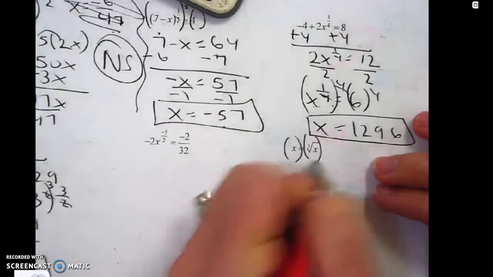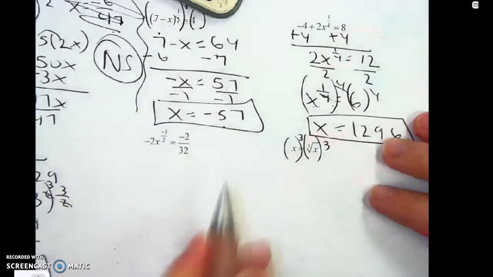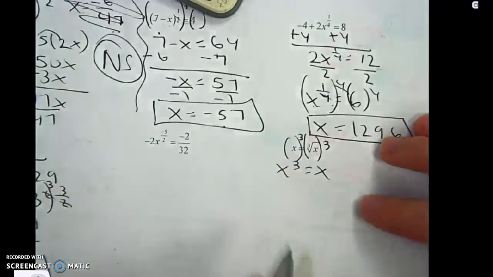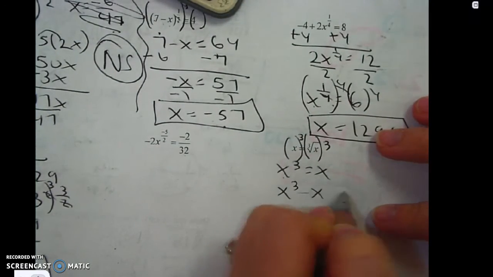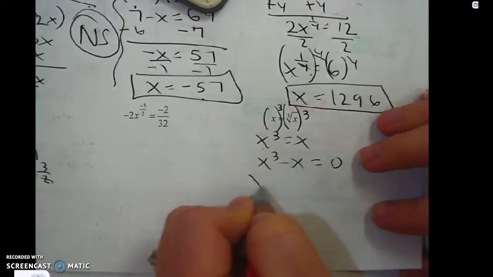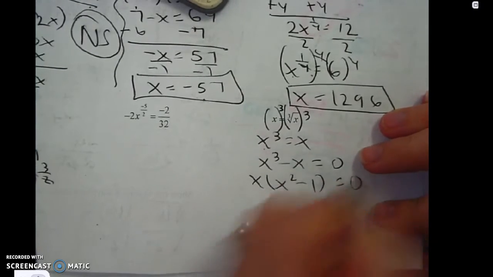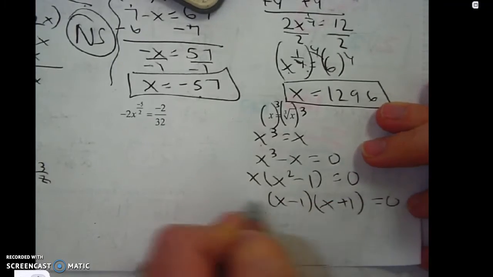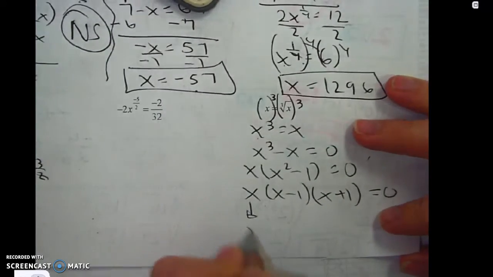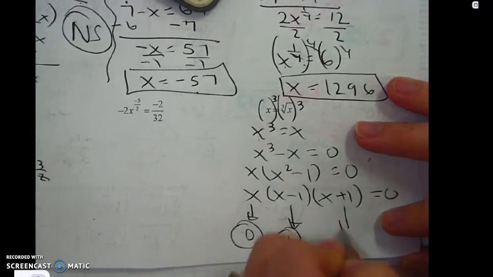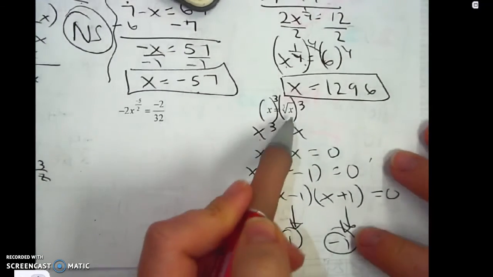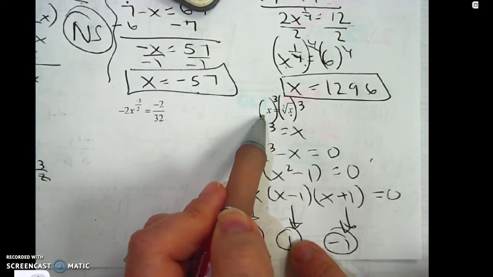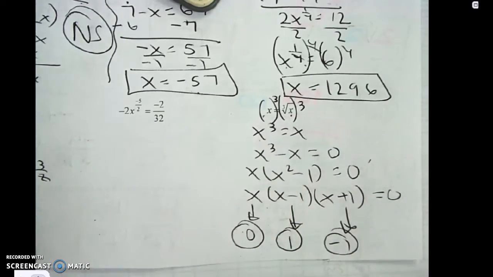Let's do this one. This is the cube root, so I'm going to cube it. Then that's gone. x equals x cubed. And then it's cubed. I set it equal to 0. Take out an x. Then I can square root this. x equals 0, x equals 1, x equals negative 1. And when I take the cube root of negative 1, it is negative 1. When I take the cube root of 1, it is 1. And when I take the cube root of 0, it is 0.